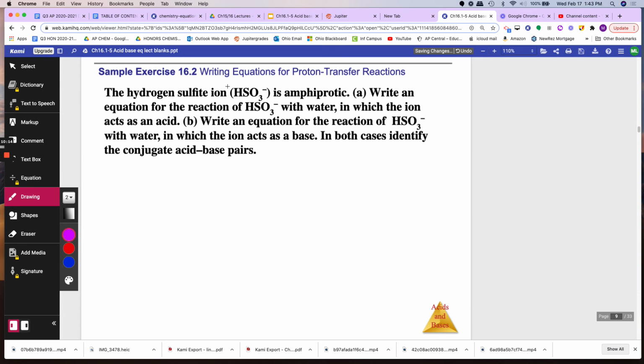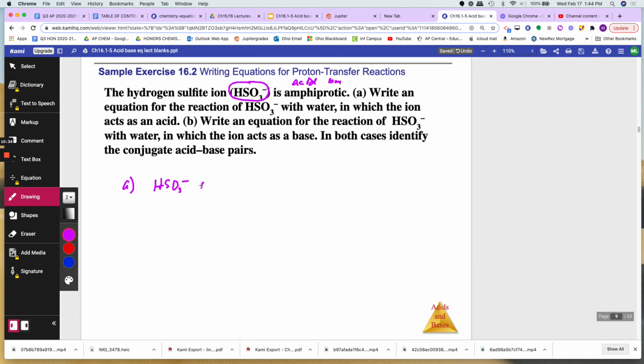Exercise 16.2. The hydrogen sulfite ion, which looks like this, is amphiprotic. That means it can either be an acid or a base. Write an equation for the reaction of HSO3, letter A, HSO3 minus, with water, in which the ion acts as an acid. So if this is acting as an acid, what do you think it'll do? Acids give H, so it'll give the H here.